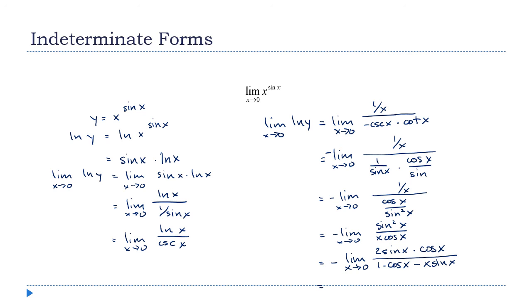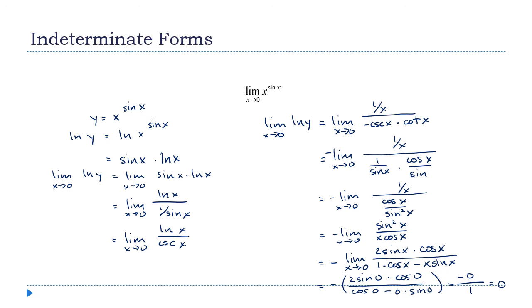If I put 0 in here, this is negative 2 sine of 0 times the cosine of 0 over the cosine of 0 minus 0 times the sine of 0, and this actually cleans up nicely. The numerator is 0. The denominator, cosine of 0 is 1. 0 times the sine of 0 is 0. So this is just 1. And I end up with 0.